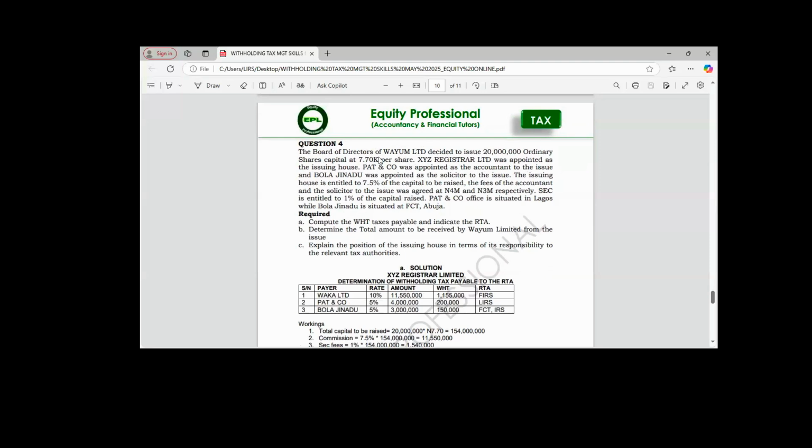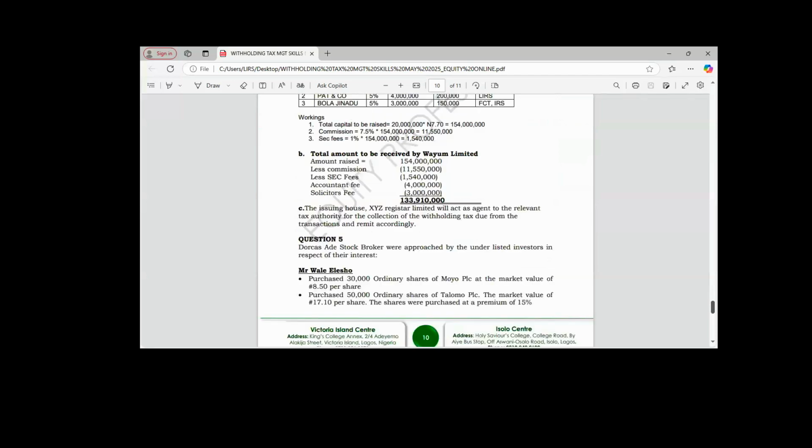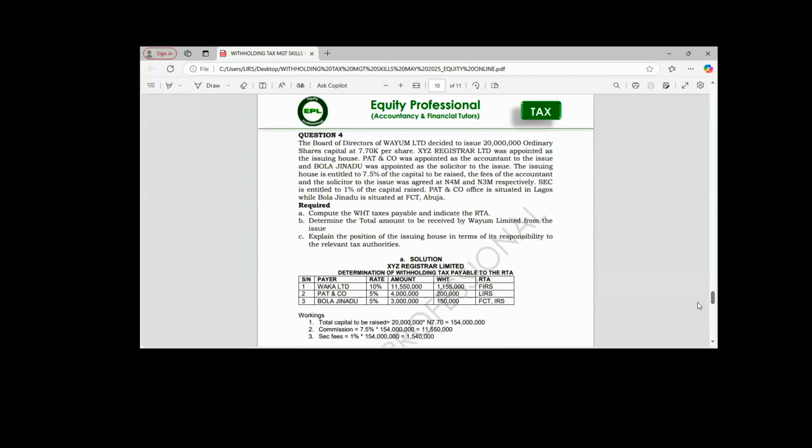So in the absence of any question, we are going to look at another question, which is question number 4. Question number 4 on page 10.